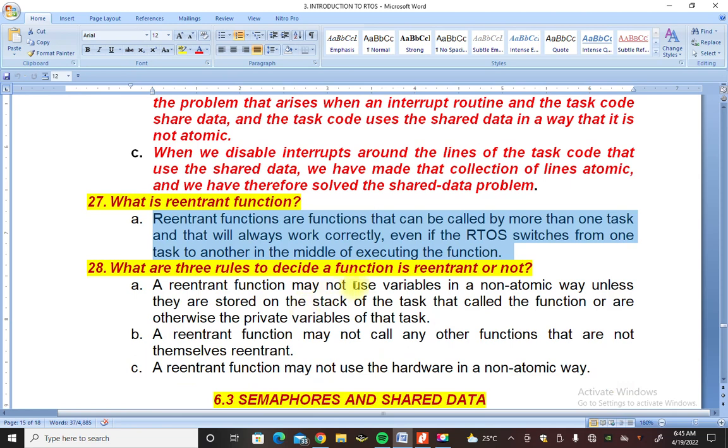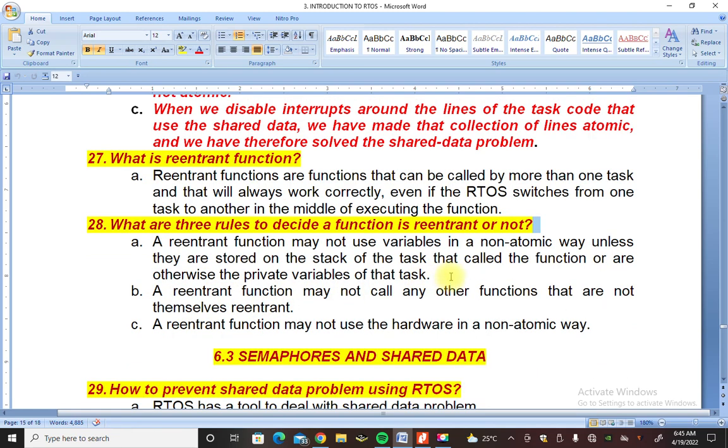Okay. So what are the three rules to decide a function is reentrant or not? To confirm whether the function is reentrant or not, we have three rules to focus on. The reentrant function may not use any variables in a non-atomic way unless they are stored on the stack of the task that called the function, or otherwise the private variables of the task. A reentrant function may not call any other functions that are not themselves reentrant. A reentrant function may not use the hardware in a non-atomic way.